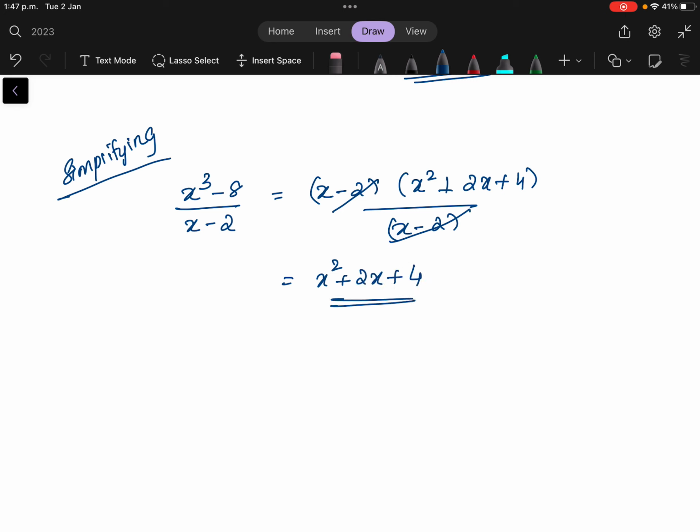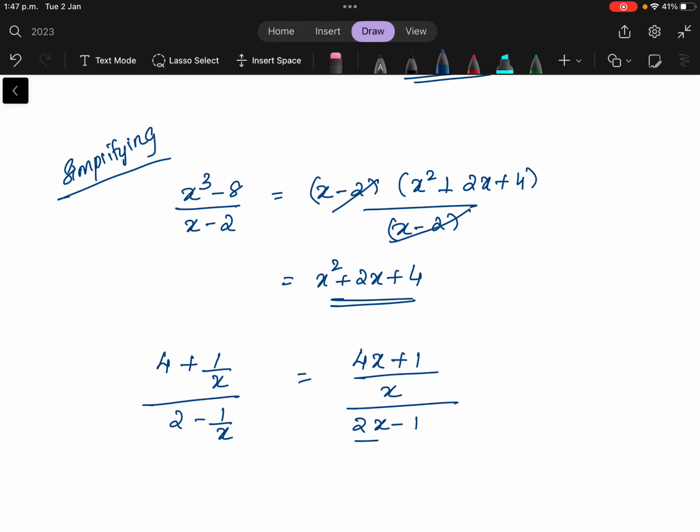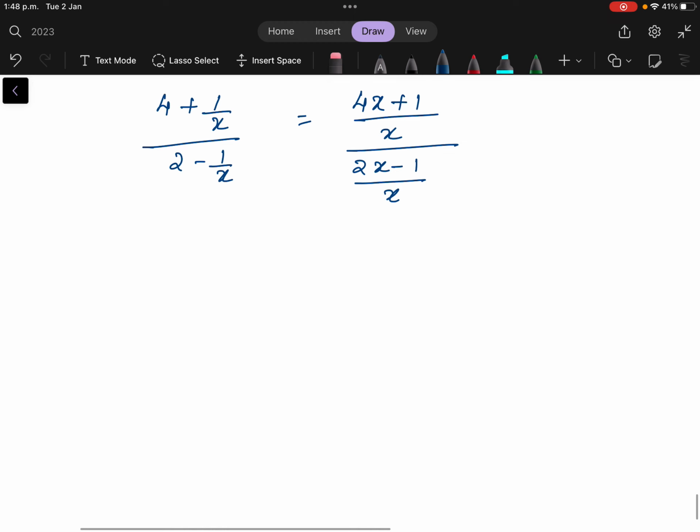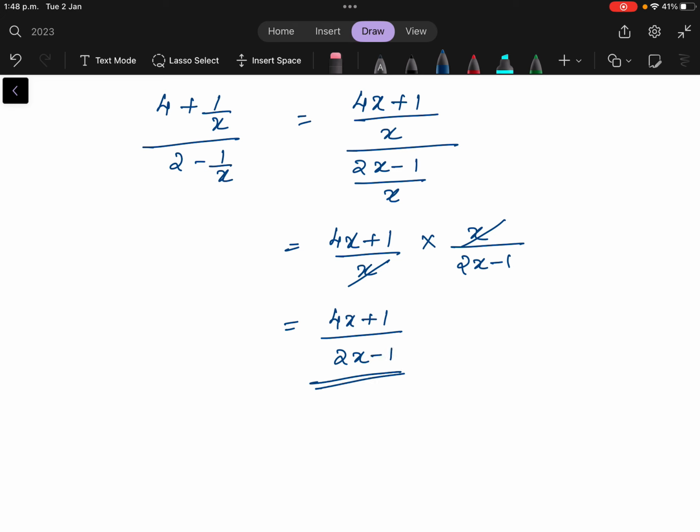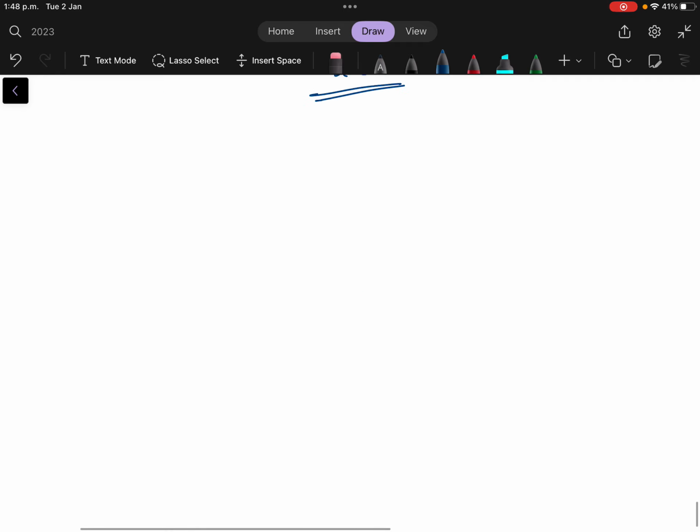Okay, and then you have algebraic fractions, maybe (4 + 1/x) divided by (2 − 1/x). Then you simplify the numerator, so that will be (4x + 1)/x divided by (2x − 1)/x. While simplifying this, you write (4x + 1)/x times x/(2x − 1). This x will get cancelled, so that is (4x + 1)/(2x − 1). Okay, I have another video on algebraic fractions on my channel, so please check it if you are not comfortable with this kind of simplification.